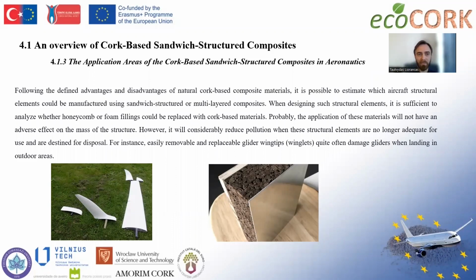In the following chapter, we will discuss the application areas of cork-based sandwich structure composites in aeronautics. Following the defined advantages and disadvantages of natural cork-based composite materials, it is possible to estimate which aircraft structural elements could be manufactured using sandwich structured or multi-layered composites. From our experience, there are parts in aircraft that are very commonly replaced. For example, glider winglets, small aircraft wing leading edges, or wing tips. These parts are very commonly damaged, and they're usually made from composites that are non-recyclable. So this is where a cork composite material could play its role very well because of its eco-friendliness and recyclability.